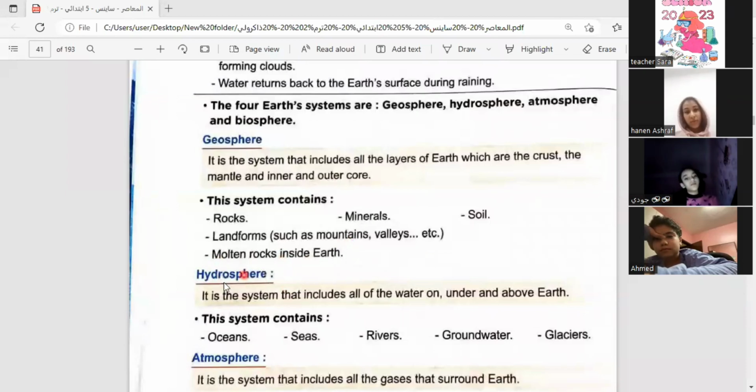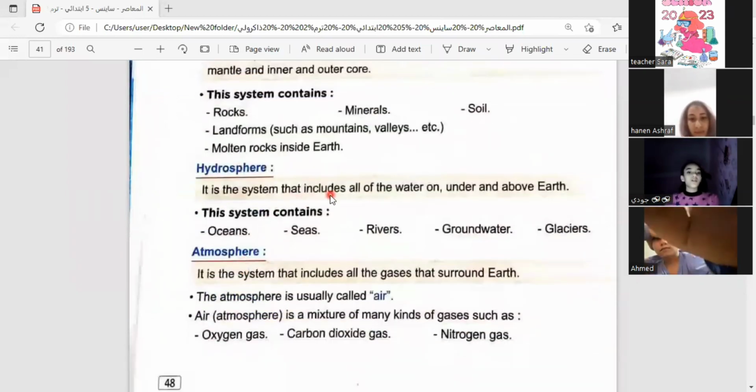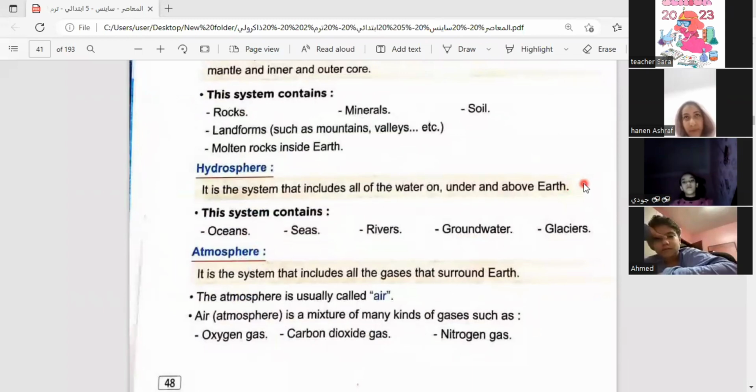And the second one is called hydrosphere. What is the meaning of hydrosphere? It is a system that includes all of the water on, under, and above Earth. So it includes all water on Earth or under Earth. This system contains oceans, seas, rivers, groundwater, and glaciers.